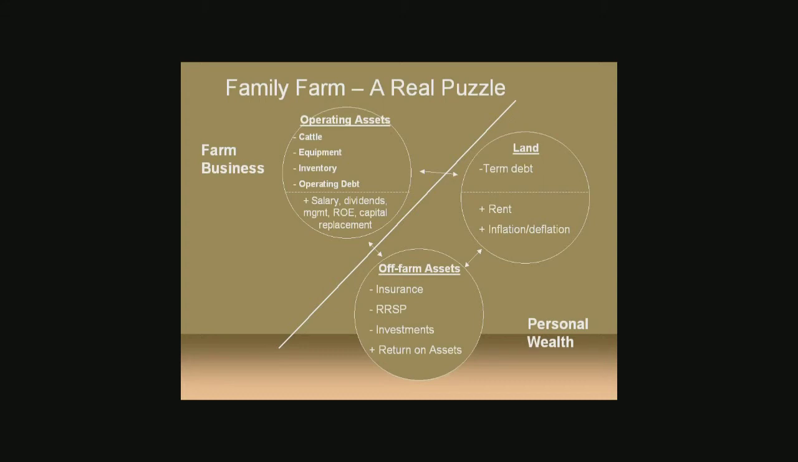I'm going to jump in here for a second, Merle. We did a quick poll. You couldn't see us doing it, but 83% of the people on this call have one or more children with them on the farm. So this puzzle that Merle's talking about, this slide here, really fits to that. For the 17% of you, Merle, maybe just give them a quick comment on whether it's necessary to separate the land out of the equation from the operating assets.